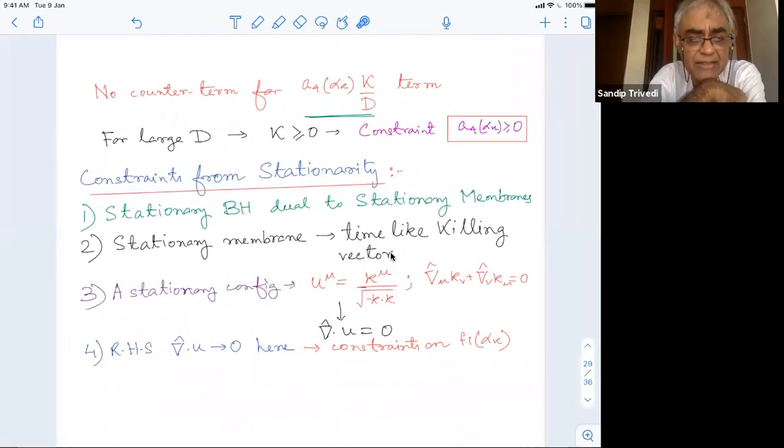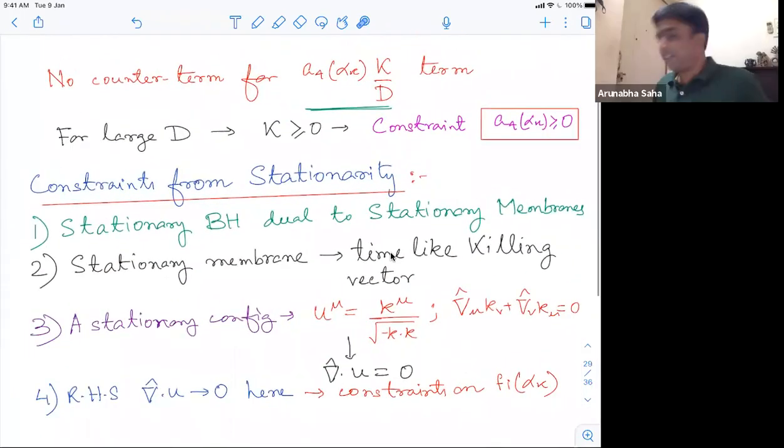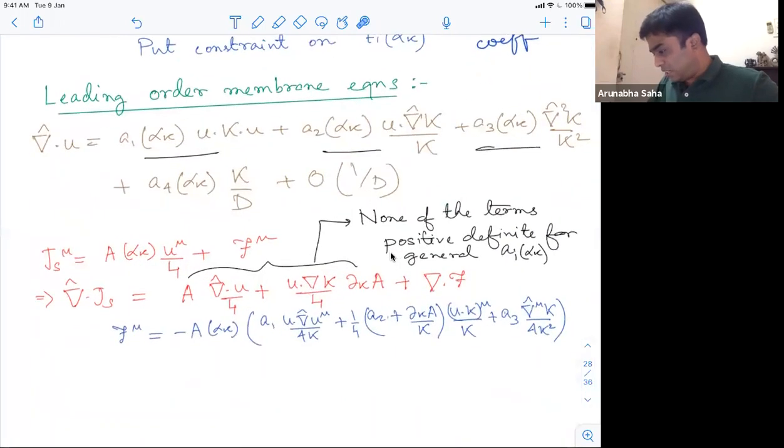What was again that extrinsic curvature? Yeah, the trace of extrinsic curvature. So for large d, in the large d limit, we know that kappa is greater than or equal to 0. So even though there is no counter term, we know that this term is positive definite. So we can easily get away by simply demanding that the theory should have an A4 alpha k, which is positive definite.